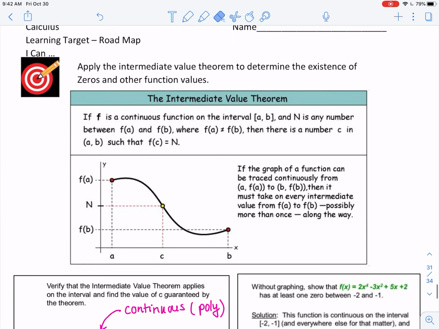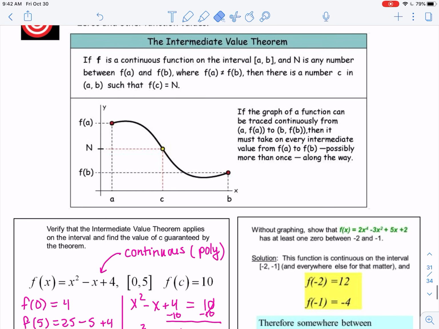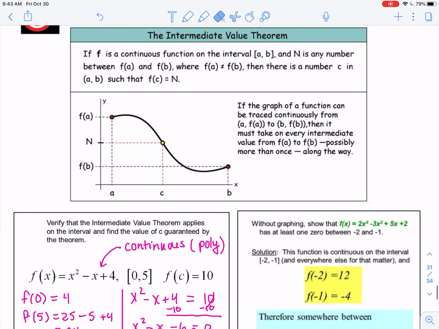Okay, so this is the last lesson in Unit 2. This lesson is on the intermediate value theorem. And when this theorem is written out in words, it sounds kind of confusing. So I'm going to try to explain it in common sense words, okay?